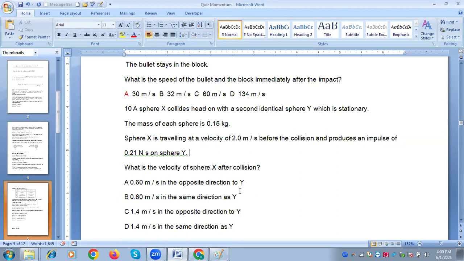What was the momentum of sphere Y? 0, because it was stationary. And it gains momentum. And what is that momentum? 0.21. Impulse is change in momentum. Initial momentum is 0. Final momentum is 0.21. So impulse is 0.21 minus 0, which is 0.21. So the initial momentum before collision of sphere X is 0.15 into 2.